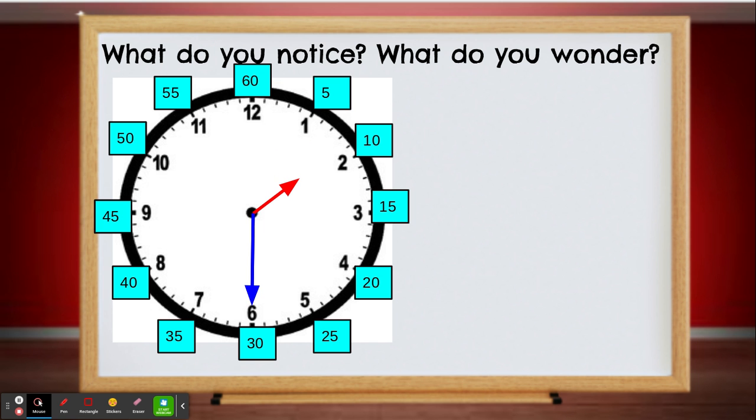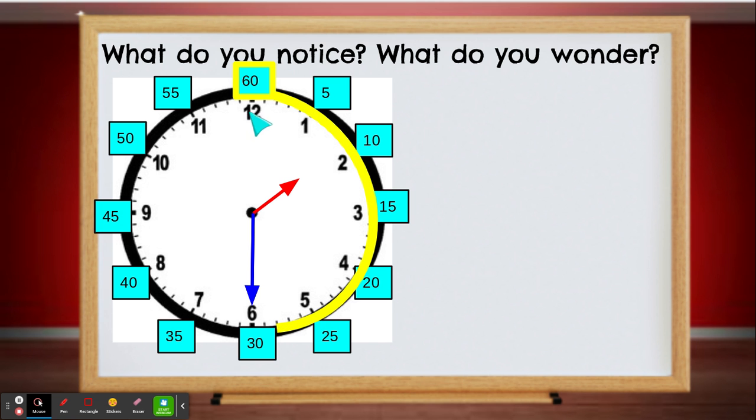That's right. Our minute hand went from pointing to the 12 all the way to pointing to the 6. And if I remember, our 6 represents 30 minutes when the minute hand is pointing to it. And I noticed that our hour hand, boys and girls, went from the 1 to the middle of 1 and 2, halfway into it.